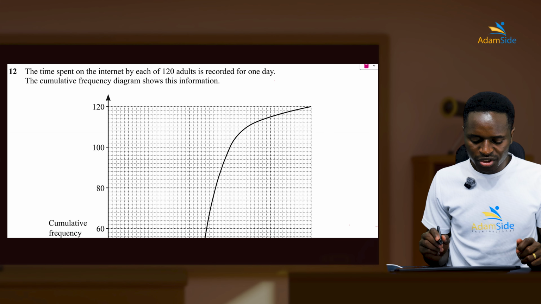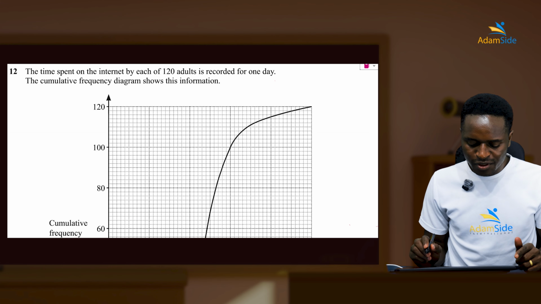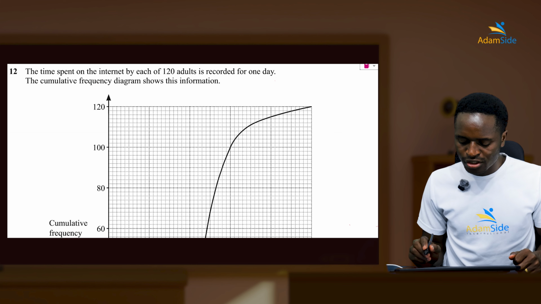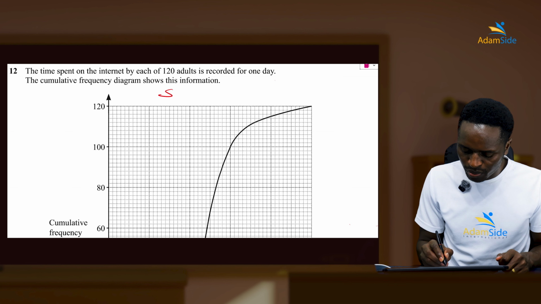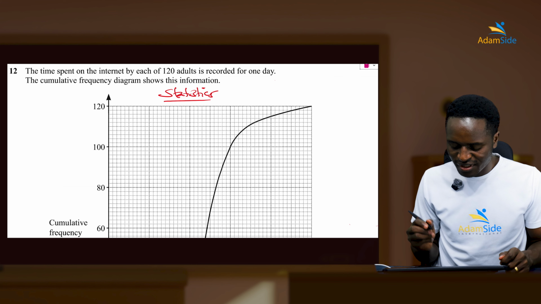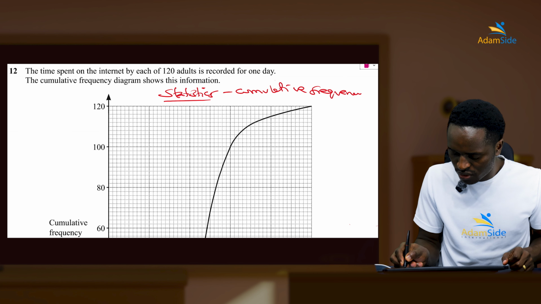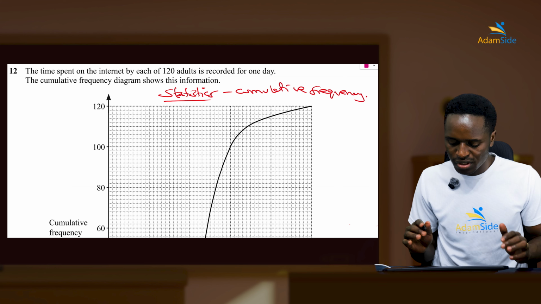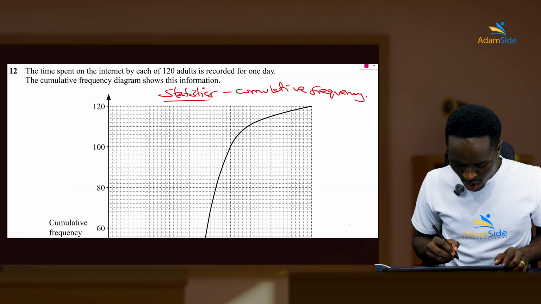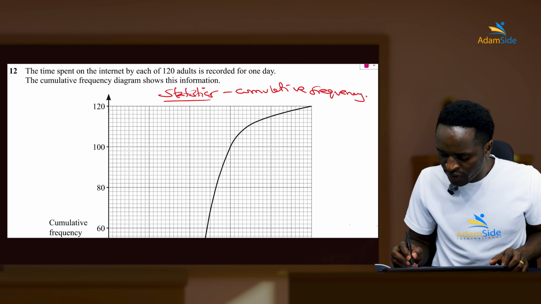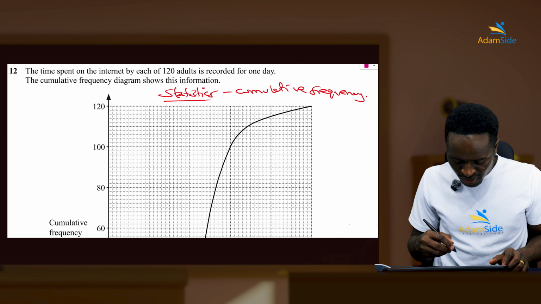Okay, in question number 12, the time spent on the internet by each of 120 adults is recorded for 1 day. This is the topic of statistics. This was a very easy exam, and we're talking about cumulative frequency. So we have 120 as the cumulative frequency, and then we go to the question.